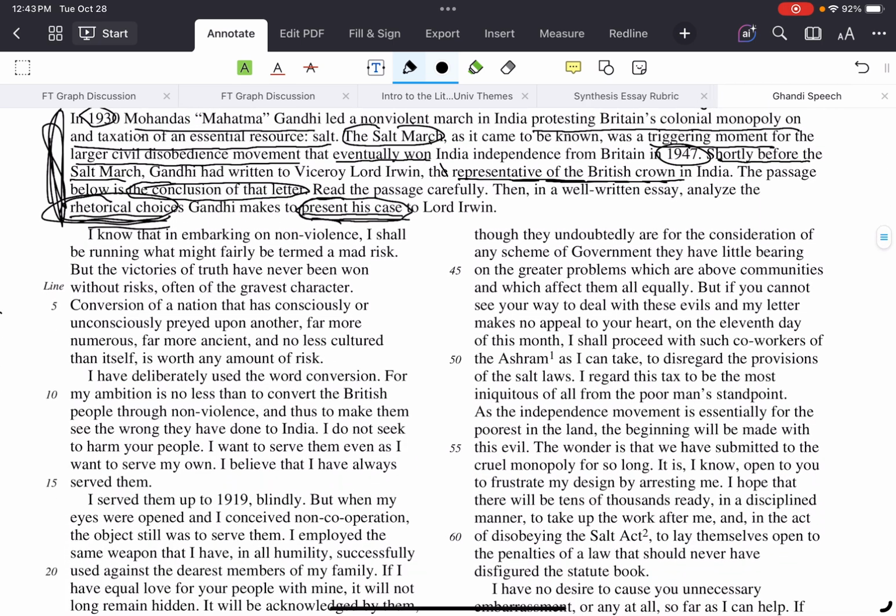This is a selection of his letter, and he's writing this to Lord Irwin just before he's getting ready to do the Salt March. So here we go. I know that in embarking on nonviolence, I shall be running what might fairly be termed a mad risk, but the victories of truth have never been won without risks, often of the gravest character. Conversion of a nation that has consciously or unconsciously preyed upon another, so like he wants to convert Britain to India's point of view, far more numerous, far more ancient, and no less cultured than itself, is worth any amount of risk. So I would say Gandhi right now, he just has a real direct tone to Lord Irwin. I mean, he's just coming out and punching him right in the face.